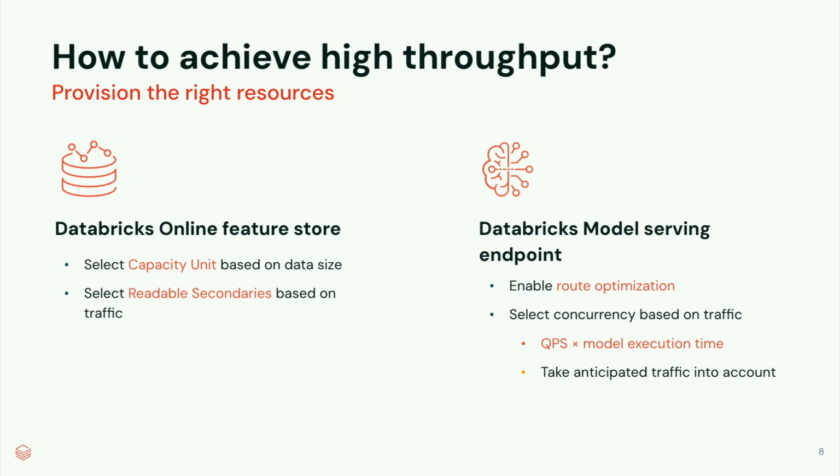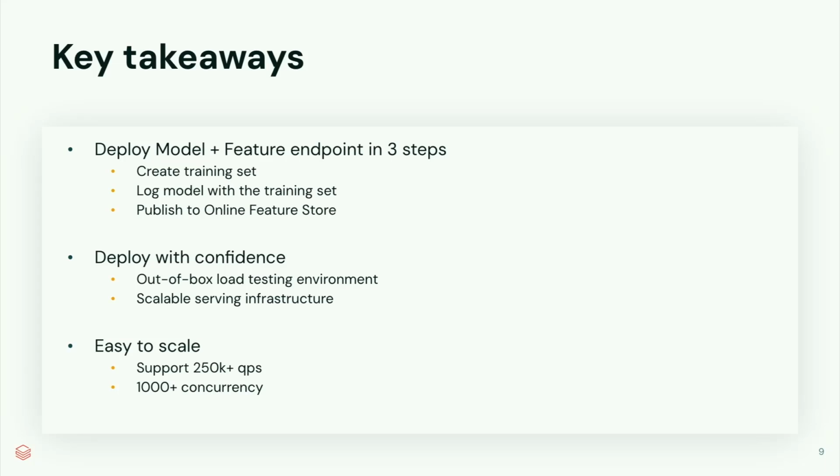Well, this is almost the end of our presentation. Before we get to Q&A, some key takeaways to summarize. It's very easy with Databricks to deploy more than a feature endpoint. Simple as 3 steps: create the training data set, log the model with the training data set, and then publish to the online feature store. So now the model and the feature connection is established.